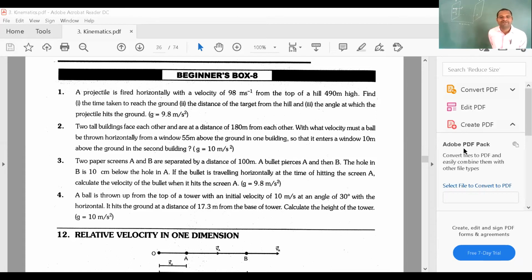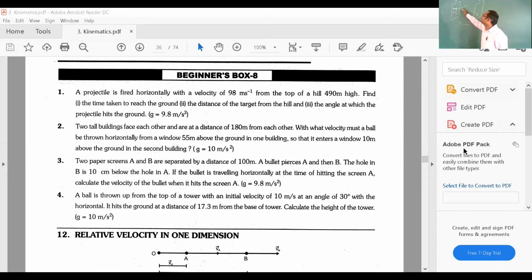Calculate the velocity of a bullet when it hits the screen. So what is this velocity of a bullet when it hits the screen? This bullet has to pass through this hole B. That is the condition. Two paper screens A and B are separated by a distance of 100 meters. A bullet pierces A and then B. So the bullet is passing through hole A and then it has to pass through B.